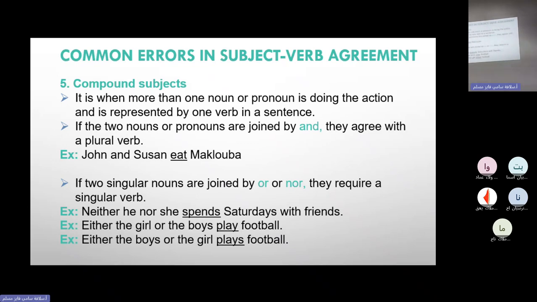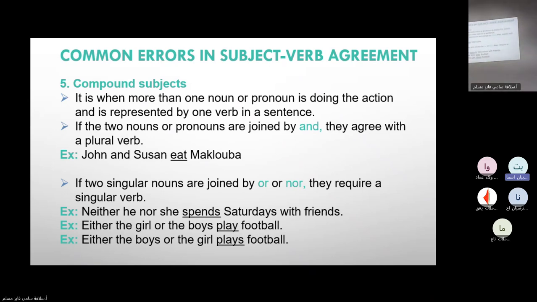Example: John and Susan eat makluba. John and Susan eat, not eats. And if two singular nouns are joined by or or nor, they require a singular verb. Read the three examples. Neither he nor she spent Saturdays with friends. If using nor, we use a singular verb, spend for example.